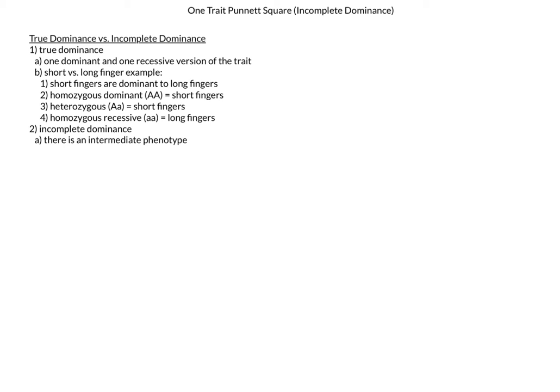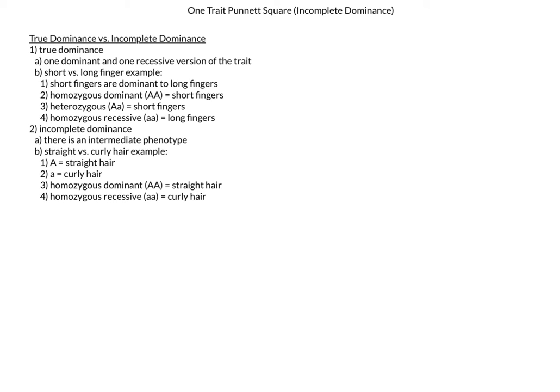So here we could use straight hair versus curly hair. And note that in this case, there isn't a trait that is dominant to the other, but we can still use upper and lowercase letters to indicate the specific traits. So let's say that big A is straight hair and little a is curly hair. Here, an individual that is homozygous dominant would be big A, big A, and have straight hair. An individual that is homozygous recessive would be little a, little a, and have curly hair.